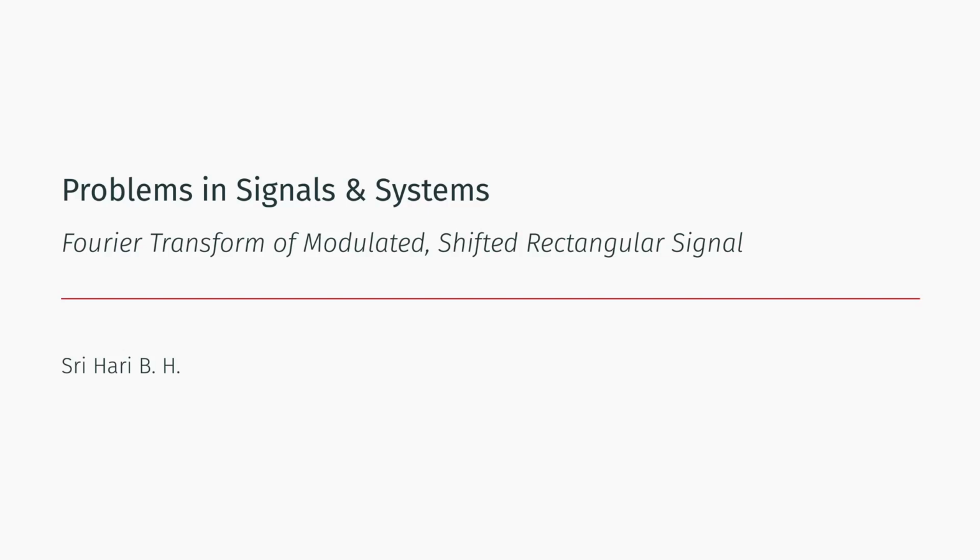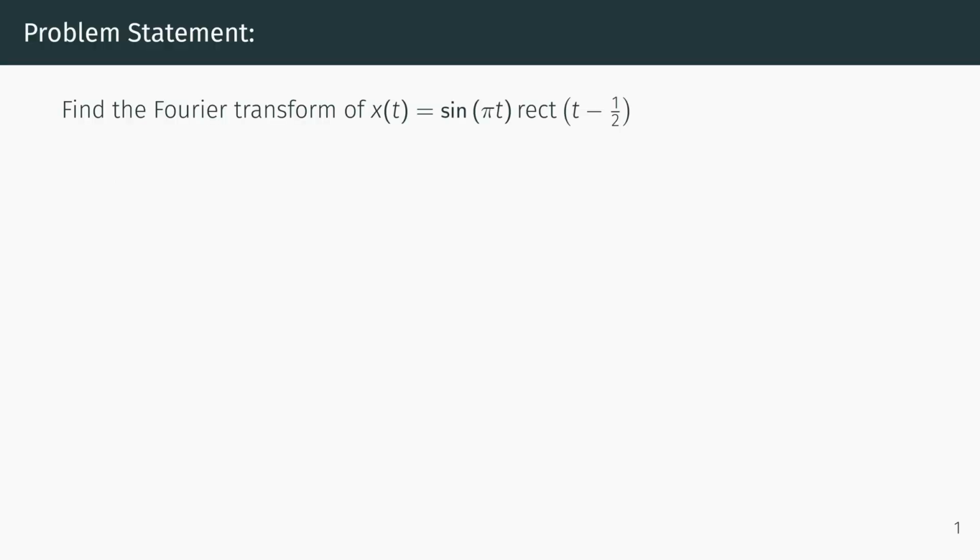Hello friends, welcome back to my channel, and in this video we will solve an interesting problem in signals and systems. It is finding the Fourier transform of a modulated signal and a shifted rectangular signal. Let us solve it step by step. So the problem statement goes like this.